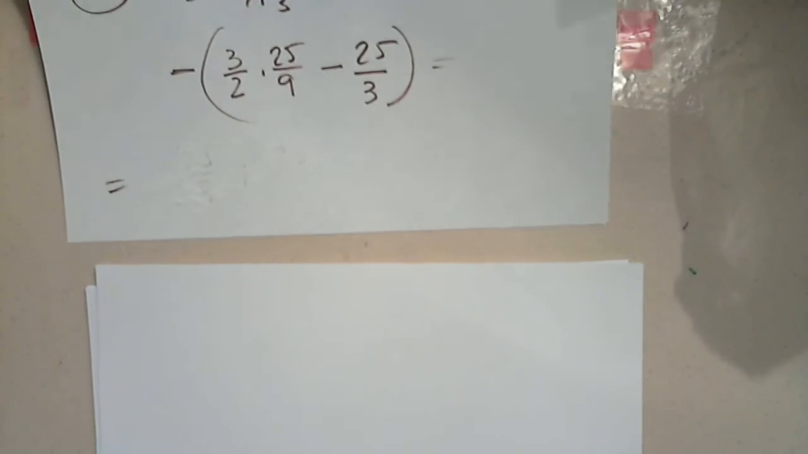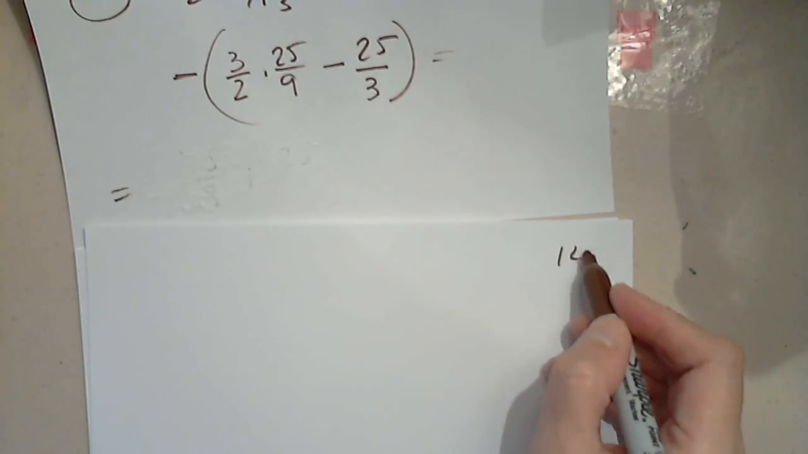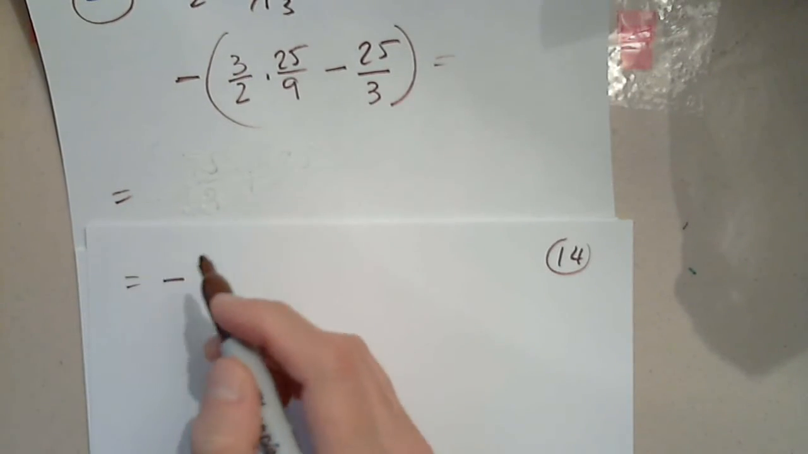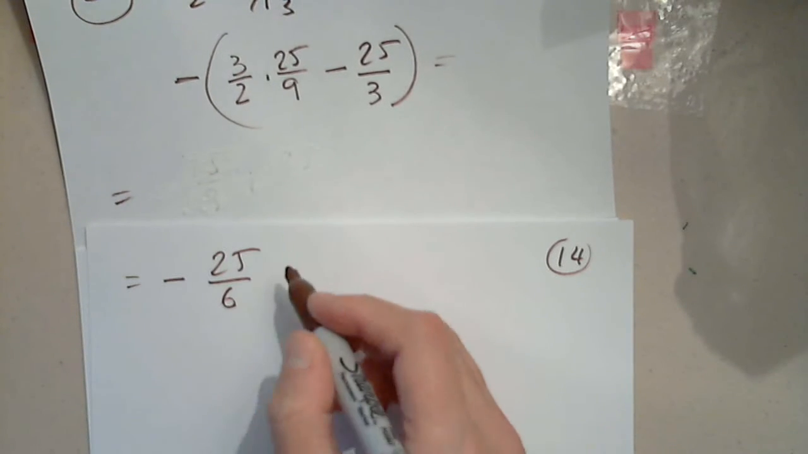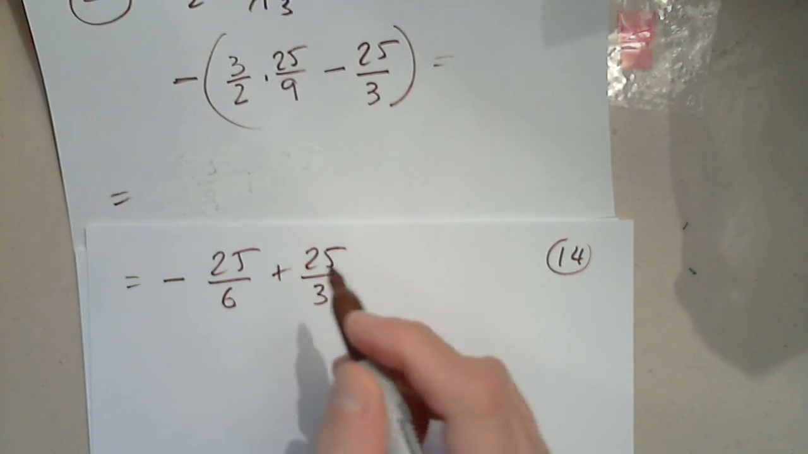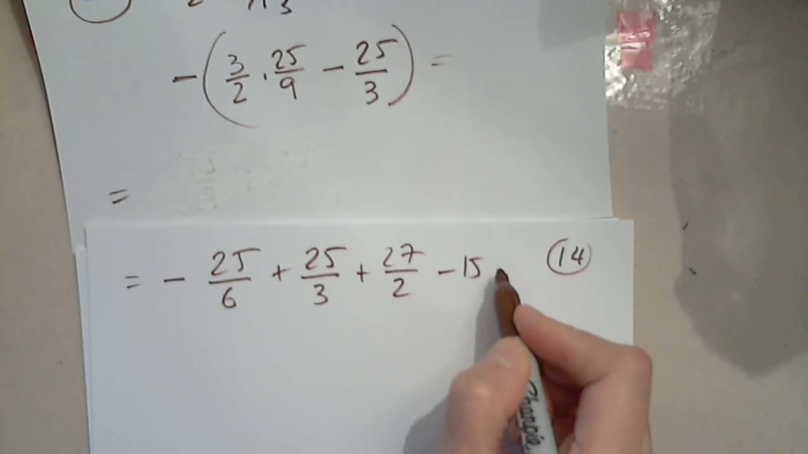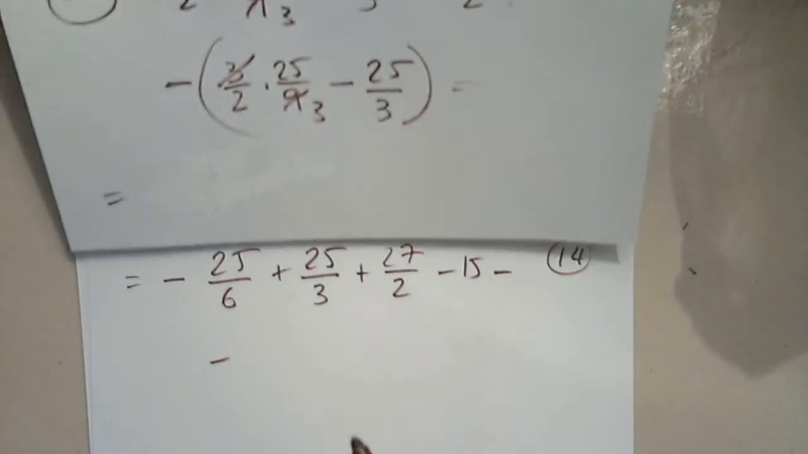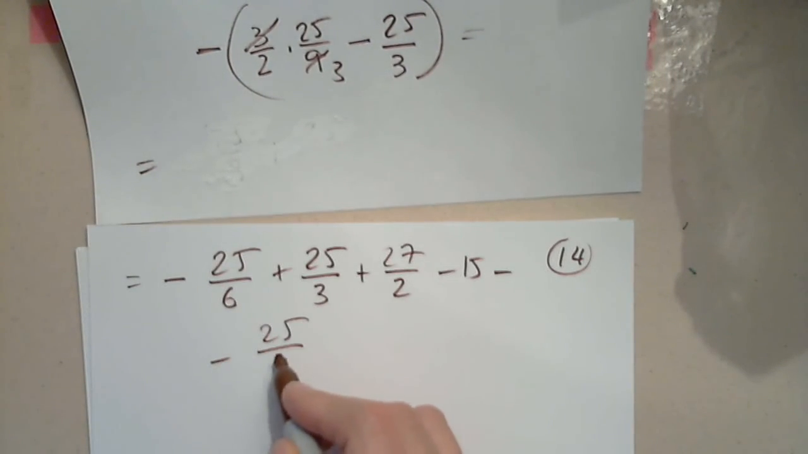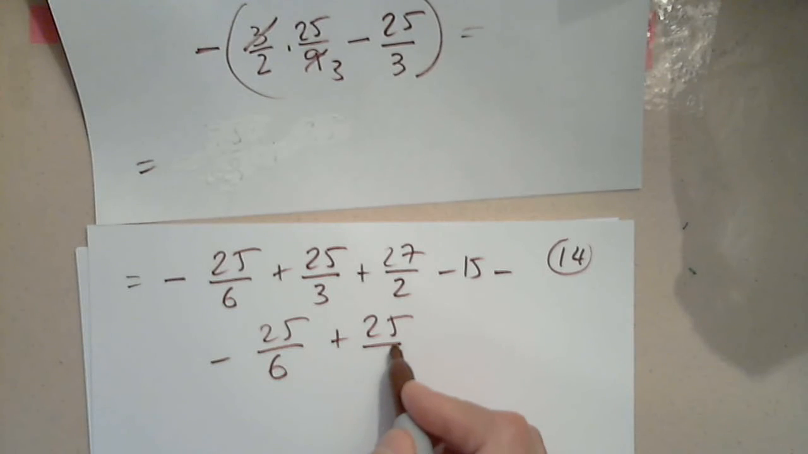Okay. So I simplified and I get negative 25 over 6 plus 25 over 3 plus 27 over 2 minus 15 minus, again I have the same thing, minus 25 over 6 plus 25 over 3.